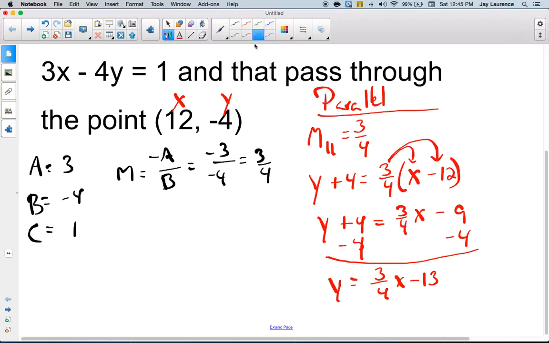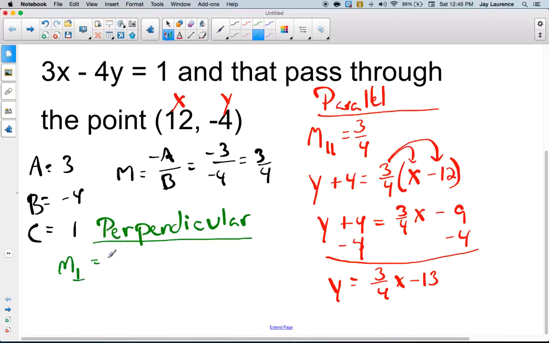Now I have to do a perpendicular one as well. I'll do that one in a different color. Perpendicular. Now we know that perpendicular lines, their slopes are negative reciprocals of each other. So if the first slope was 3/4, the perpendicular slope is going to be negative 4/3.